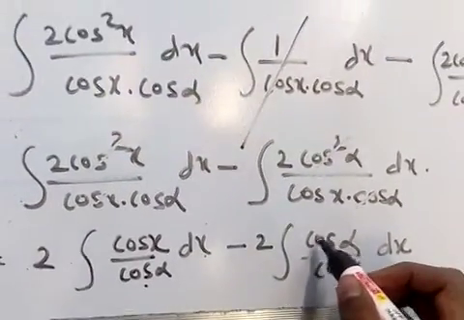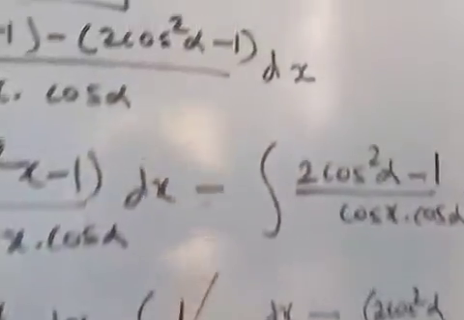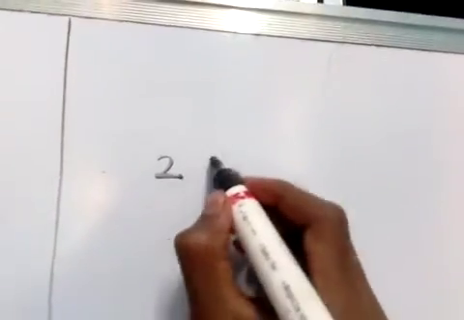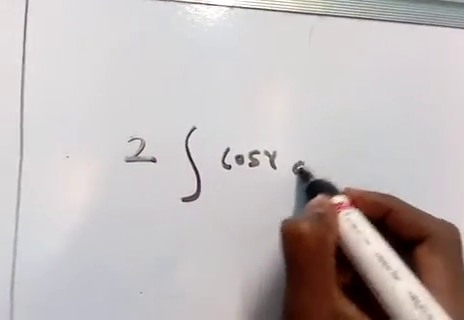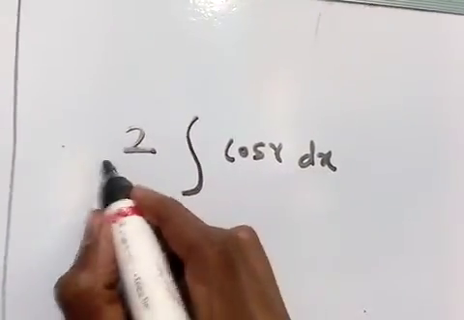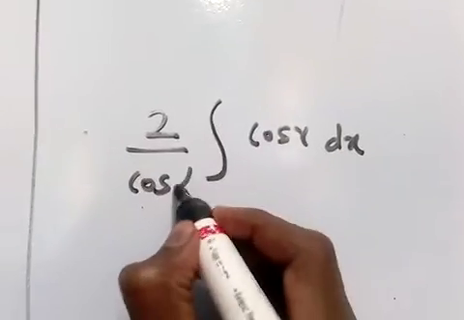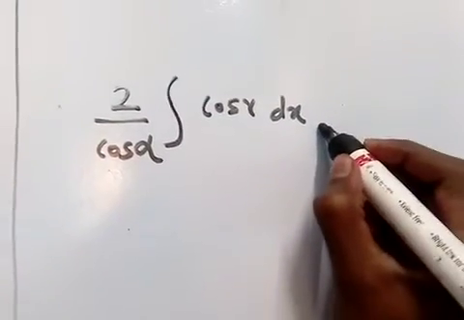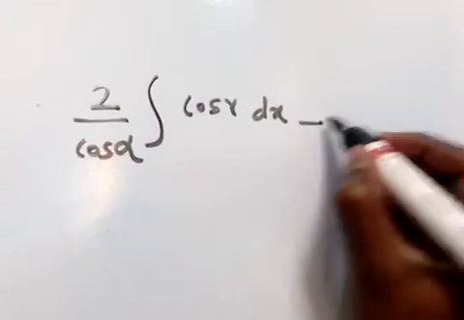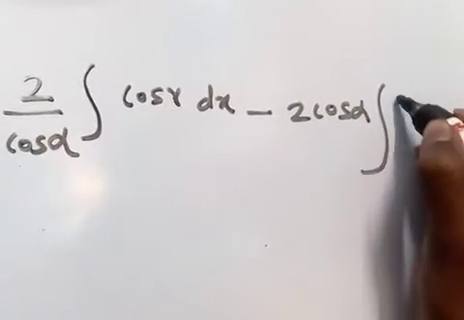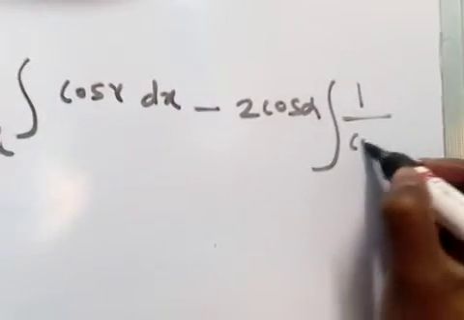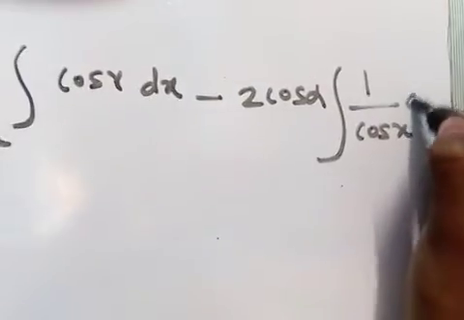So the integration will be 2 into the integration of cos x dx upon cos alpha, as cos alpha is constant, minus 2 into cos alpha into the integration of 1 upon cos x dx.